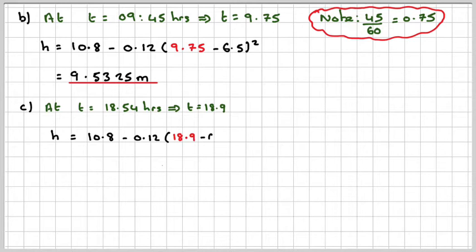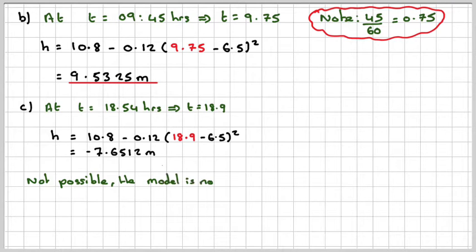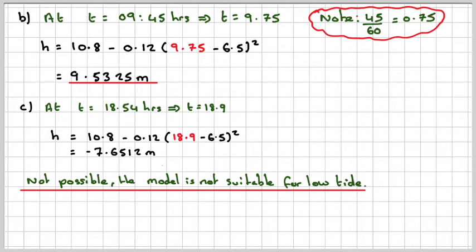At 1854, t will be 18 plus 54 over 60, which is 18.9. If we now put that value into our model, 10.8 minus 0.12 times (18.9 minus 6.5) squared, that gives a negative answer, and we can't really have that, so the model is unsuitable for the low tide. The low tide was around 2 meters something.